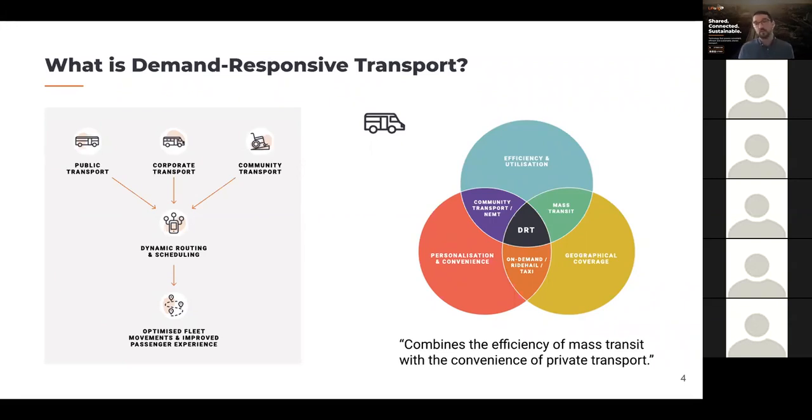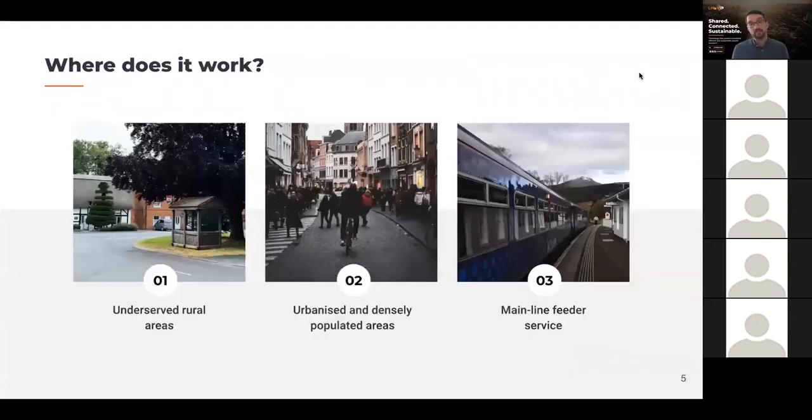If we look next at where DRT works, on the next slide, the most common use case we're seeing in the UK at the moment is for underserved rural areas. So these are traditionally quite hard to serve with fixed routes. There might be gaps in the service, or maybe gaps in the timetable or physical gaps between the routes, and DRT can help to plug those gaps.